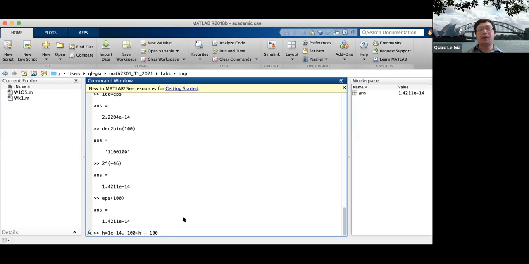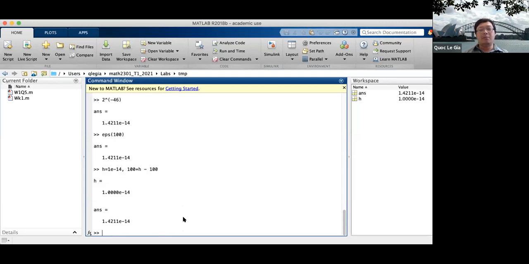Yes, so you should expect that h, because that is the obvious calculation. But it is not exactly the same. So you see, h is 1.00010 to the minus 14, but here you got the answer 1.42 times 10 to the minus 14.